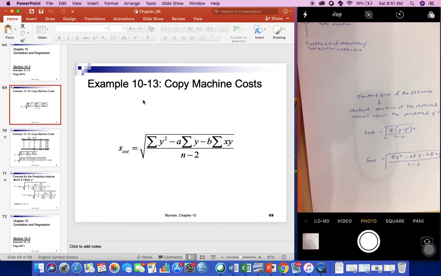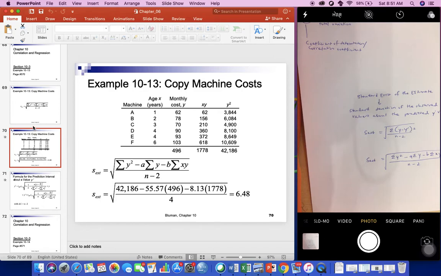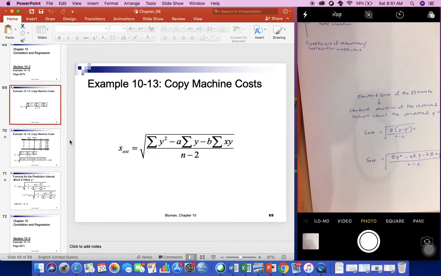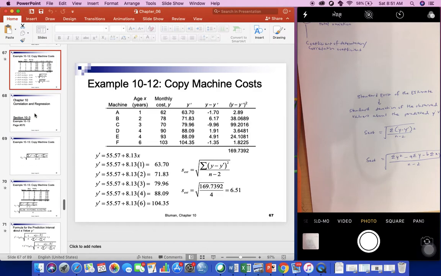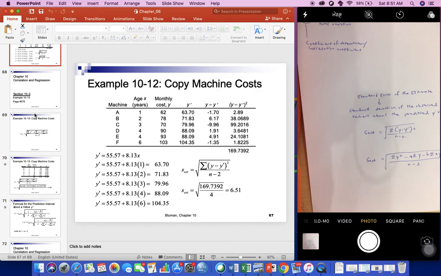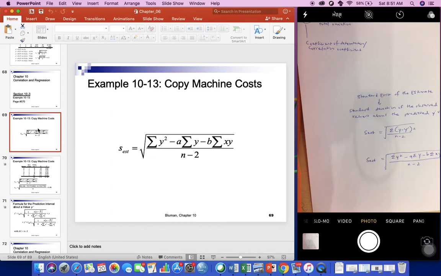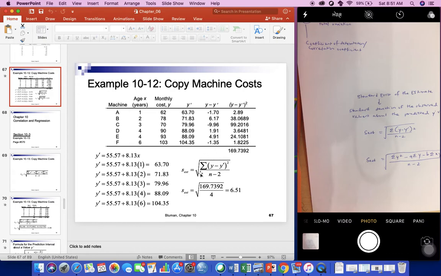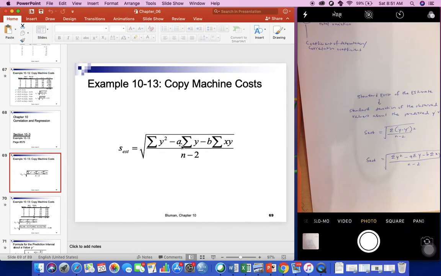This is another formula for the standard error of estimate. What is the difference between this formula and the previous formula? You need to answer this one. Try to find out why and when we want to use this formula or the other formula.